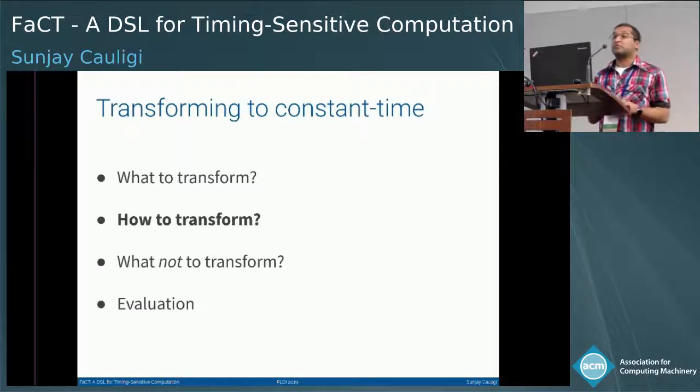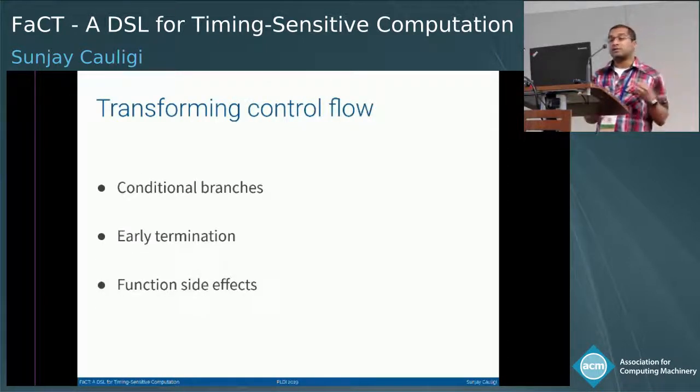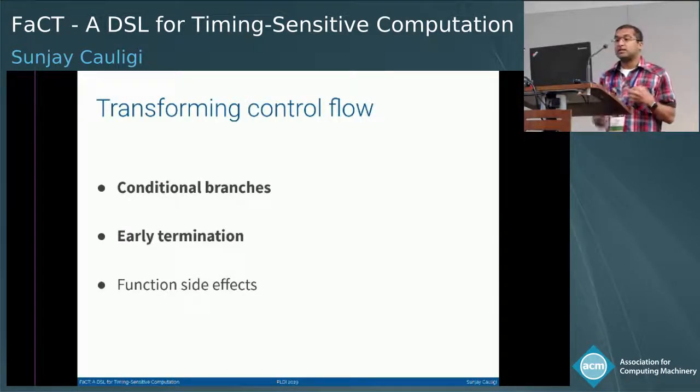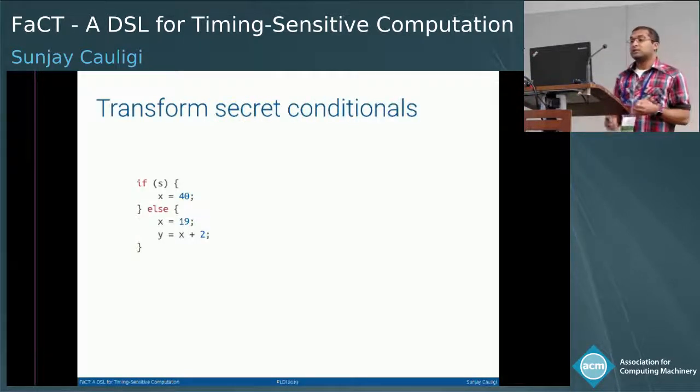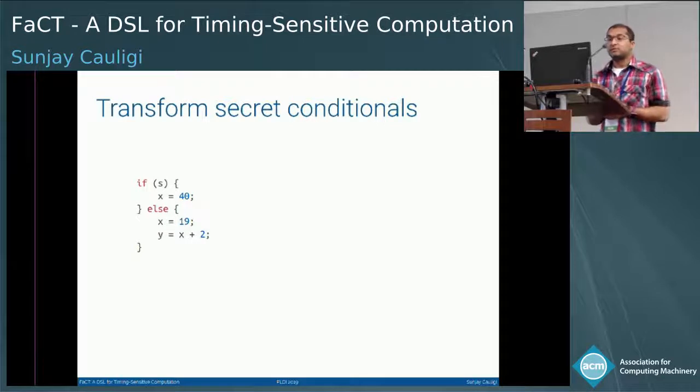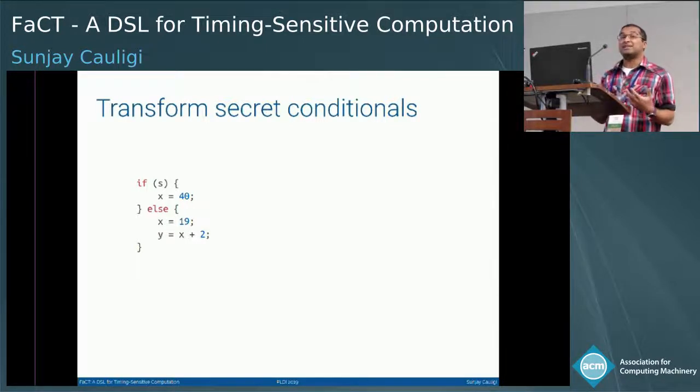So what we transform. So how do we do the actual transformations? Like I said, we're going to transform these three things. And in this talk, I'll focus on the first two, conditional branches and early termination. So let's say we have this example. If s, some secret, then x gets the value 40. Otherwise, x gets the value 19, y gets the value x plus 2. What we're going to do is we're going to execute both branches, and then we're going to fold the conditions into each branch so that the proper effects happen.